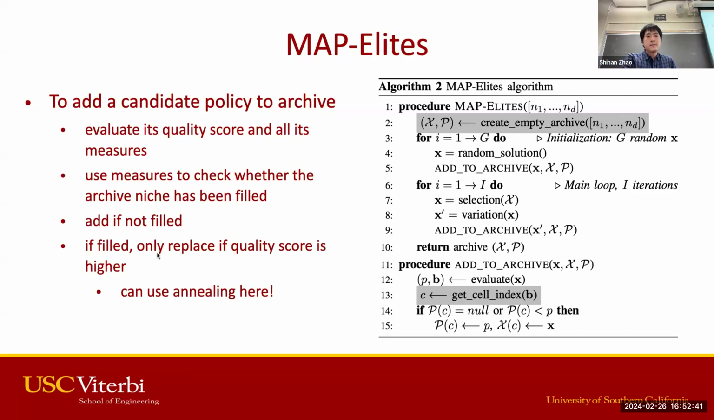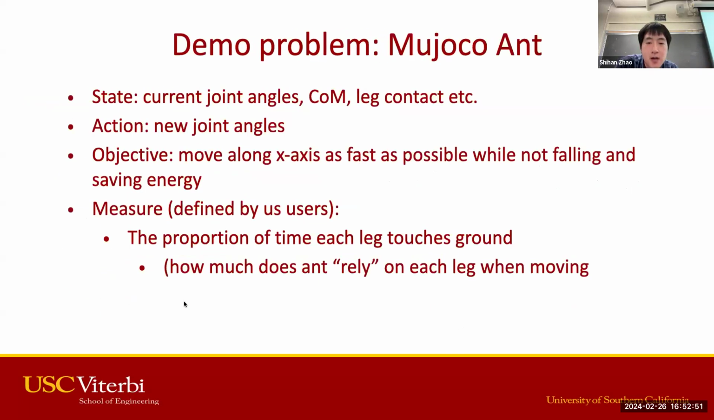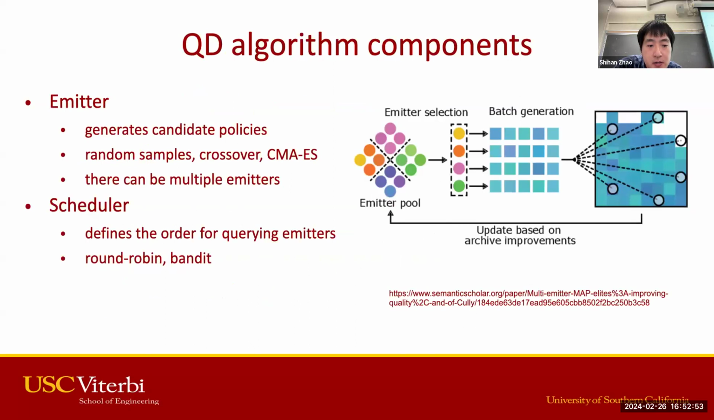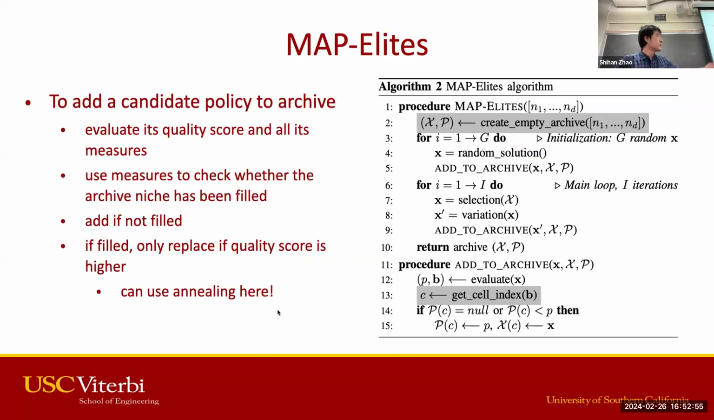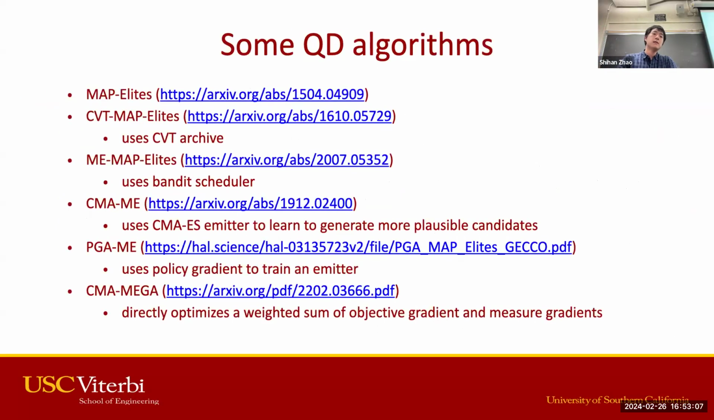And also, I just said it always adds when the new solution is better in terms of objective than the old one, but it doesn't have to be the case. We can use some sort of simulated annealing here. So maybe accept, with some probability, even a worse solution, just for the sake of making the search space smoother.